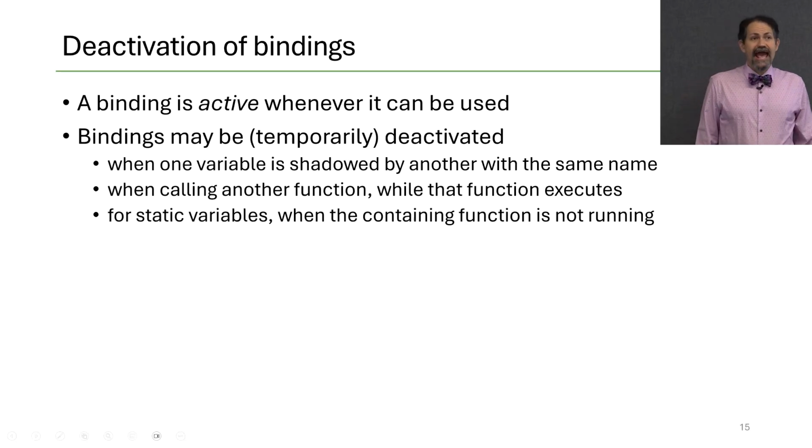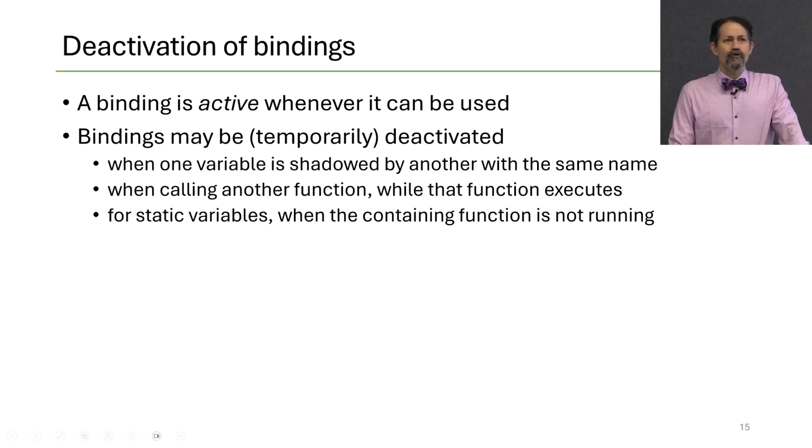We say that a binding is active whenever it can be used in the program. Bindings can be temporarily deactivated and then activated later again. For example, if one variable is shadowed by another that has the same name. Also, if we call another function, while that function executes, the bindings from the first function may not be available. Finally, for static variables inside a function, when the containing function is not running, the binding for that variable is not actively usable.